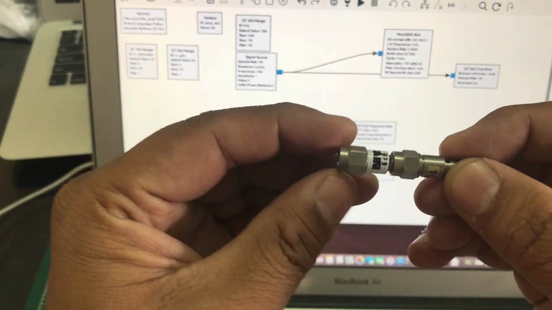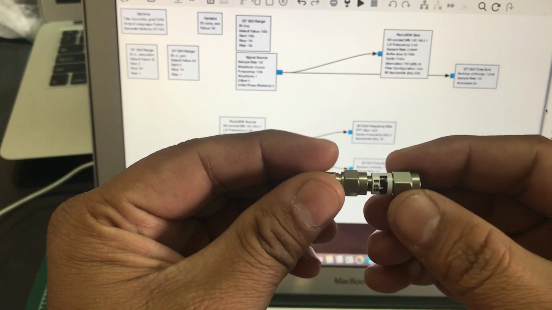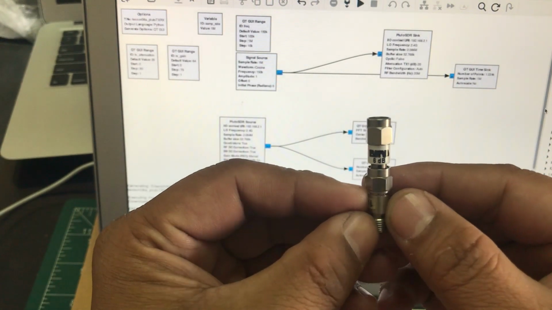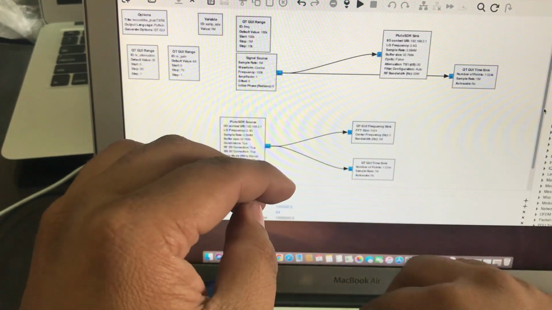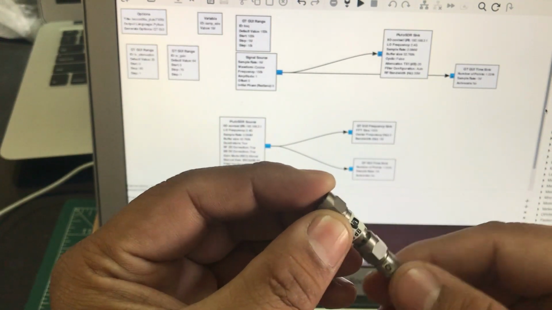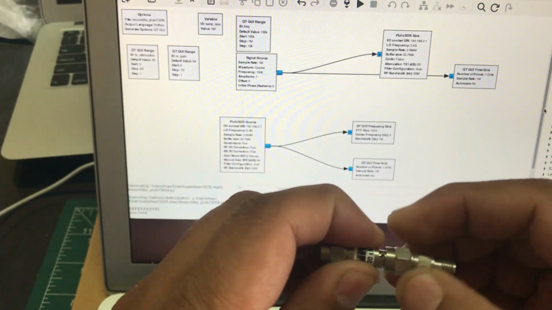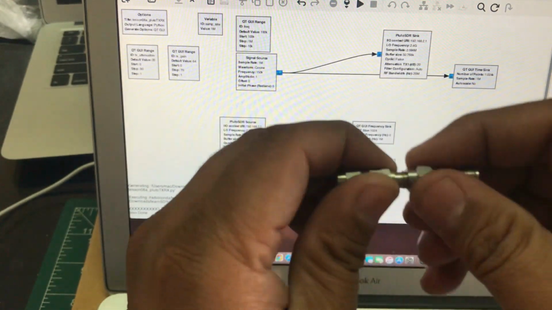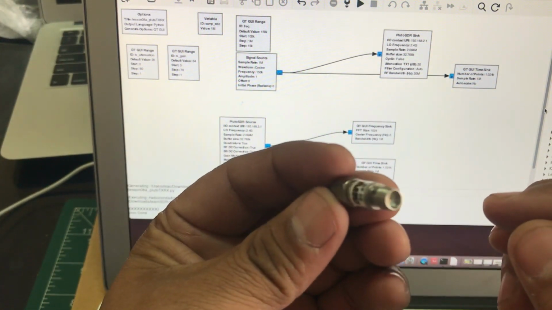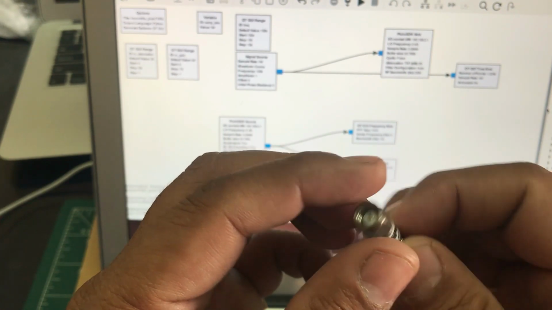You probably have seen it in my other videos. For example, this one is a 10 dB attenuator cascaded with a 6 dB attenuator, and then I also have another 10 dB attenuator right here, followed by another 20 dB attenuator which is being cascaded together. You can just simply unscrew this attenuator. On one side you have SMA female, and on the other side you have SMA male.